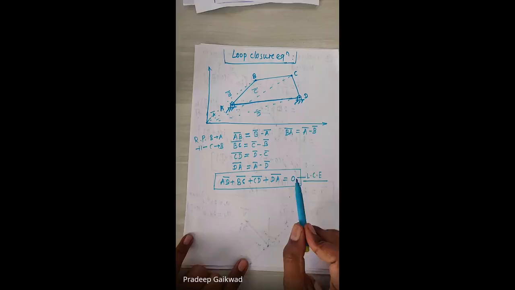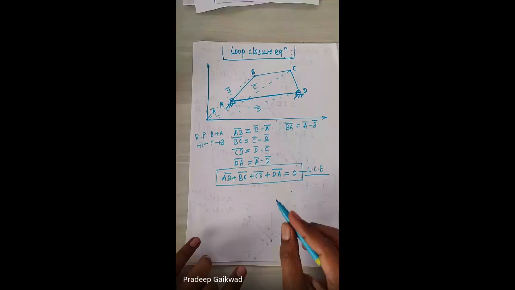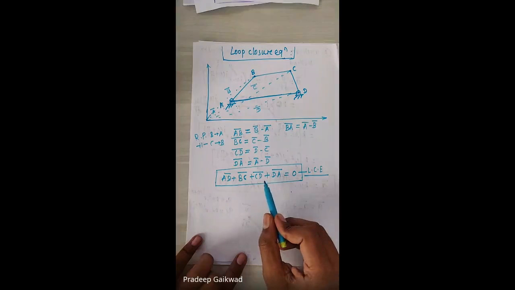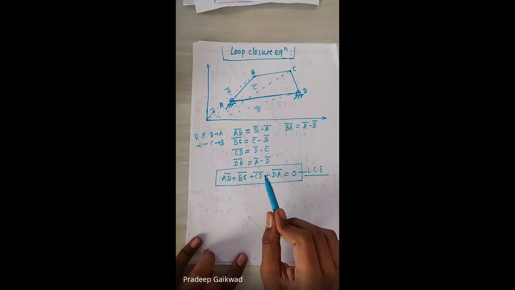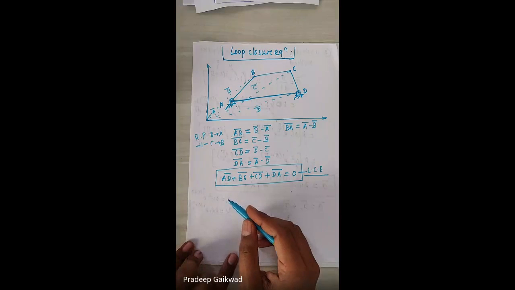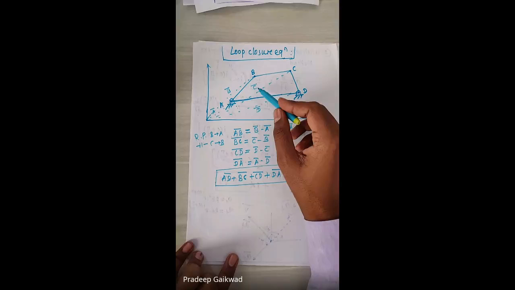So I repeat, I think there is no need to write the statement here, but I'm just telling you orally, you can listen. The sum of the relative position vectors for the links forming a closed loop in a mechanism, taken in order, is always equal to 0. This is known as the loop closure equation. Now remember, the loop closure equation gives relative position vectors of different links forming a closed loop in a mechanism.